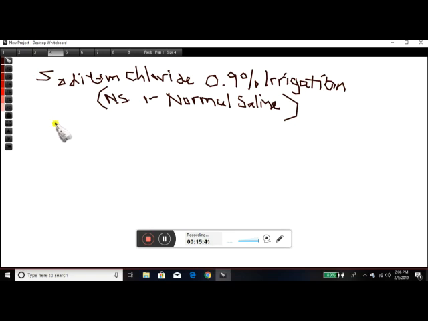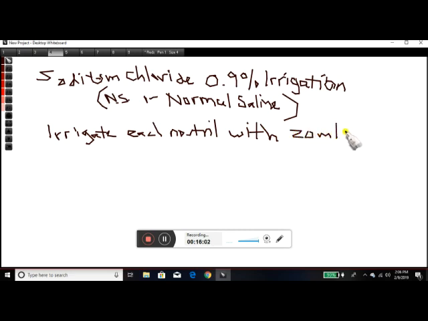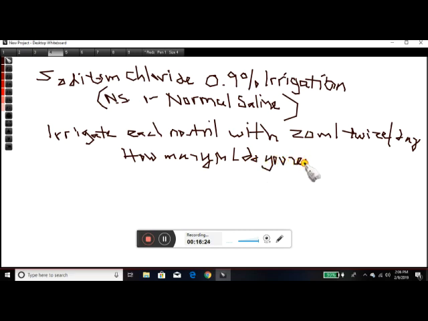Let's say we're doing a sinus rinse, and I tell my patient to irrigate each nostril with 20 ml twice per day. How many mLs do you need? How many ml do you need?